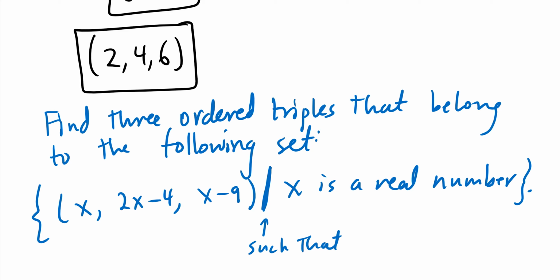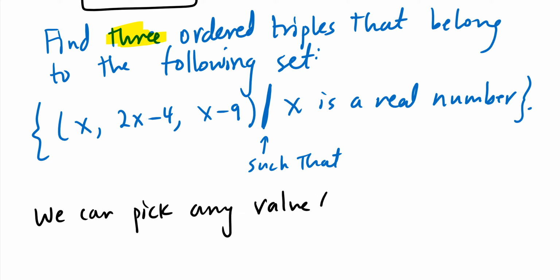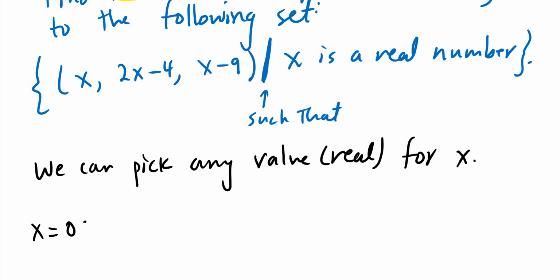We need to find 3 ordered pairs, 3 of them. Well, different people will get different answers. 3 ordered triples, not pairs, triples. So this means you can pick any value, real value, real number, real value for x. To me, x equals 0 is the easiest.